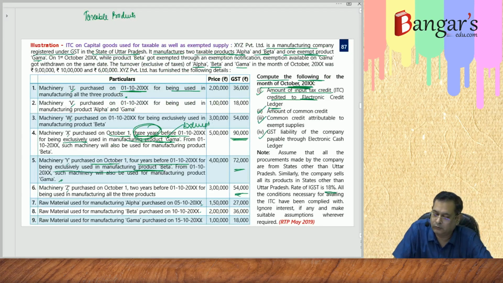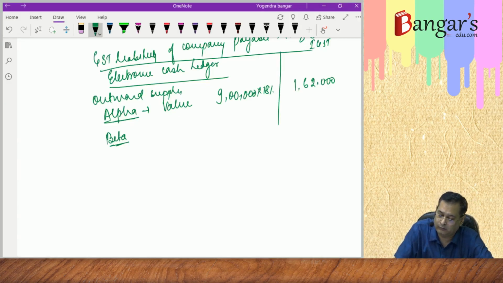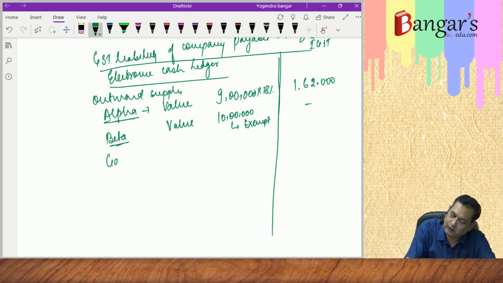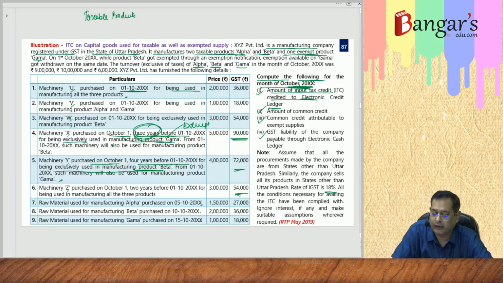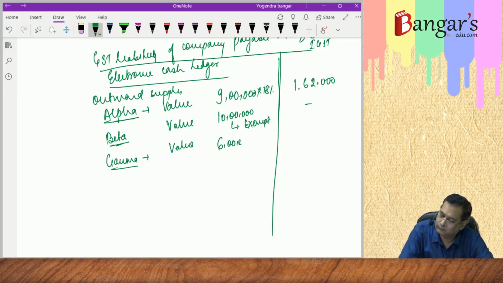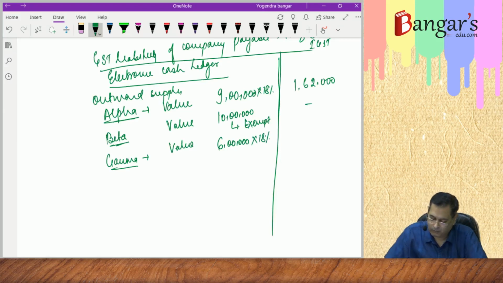Then beta. The value of beta is 10 lakh rupees, but the same is exempt, so no liability will arise. Then gamma, it is taxable. Value is 6 lakhs, into 18%, that is 1,08,000 rupees.